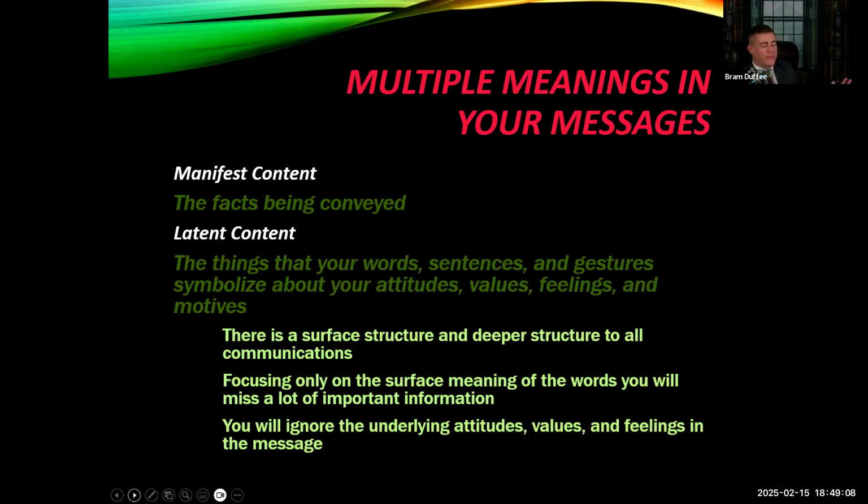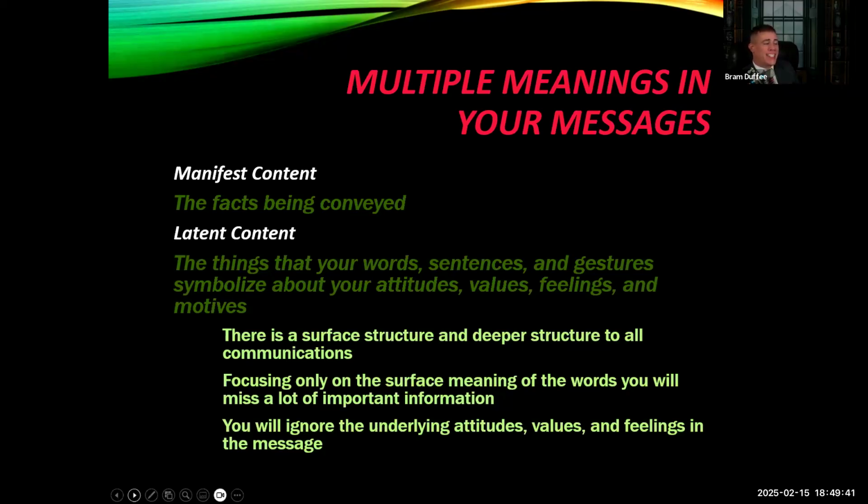To illustrate, imagine a coworker emails you and says, hey, I guess it's fine if we change this project deadline. The manifest content there is agreement. They're saying it's okay to shift the deadline. But the latent content, hinted at by that wording, might indicate frustration or disapproval, right?